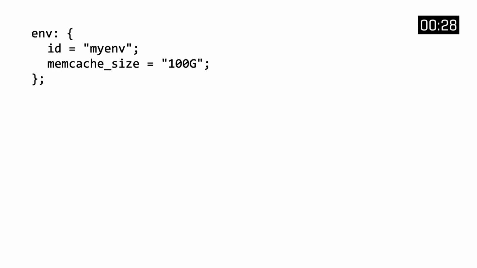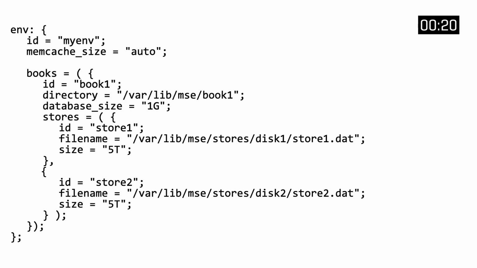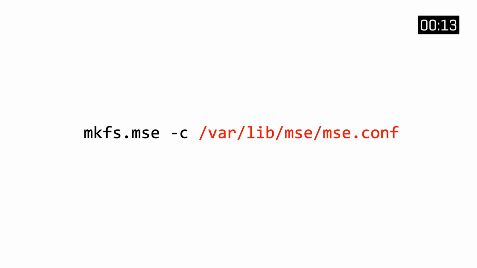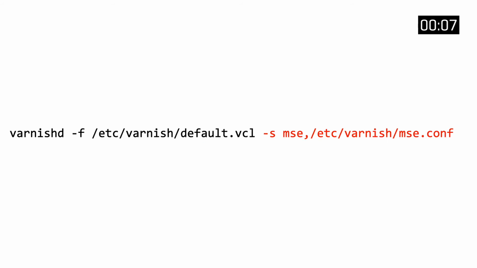To get started with MSE, create a configuration file, define your environment, and specify the memcache size. By setting it to auto, you will be using the memory governor. To enable persistence, please also define books and stores. The mkfs.mse binary will be used to initialize the files of books and stores by pointing it at the right configuration file. And in the end, it's a matter of linking that configuration file to Varnish by specifying the "-s" runtime parameter, by mentioning MSE as the storage engine, and by linking the right file.